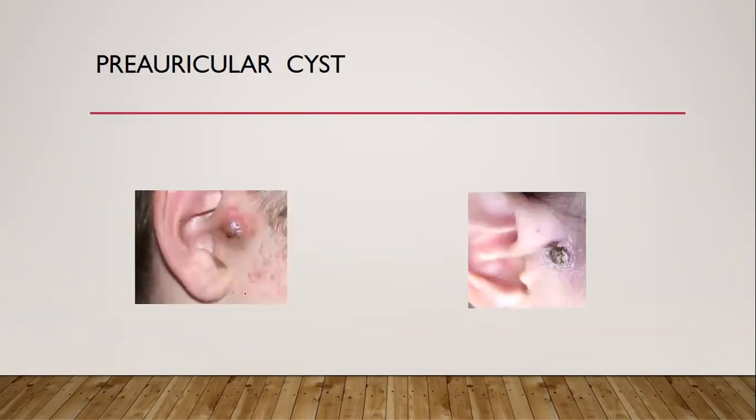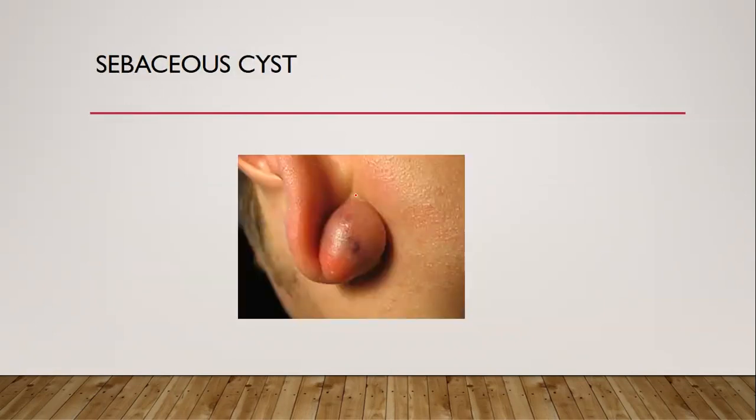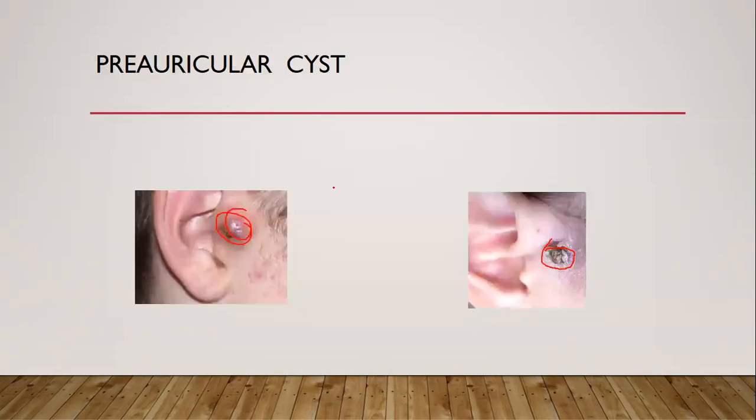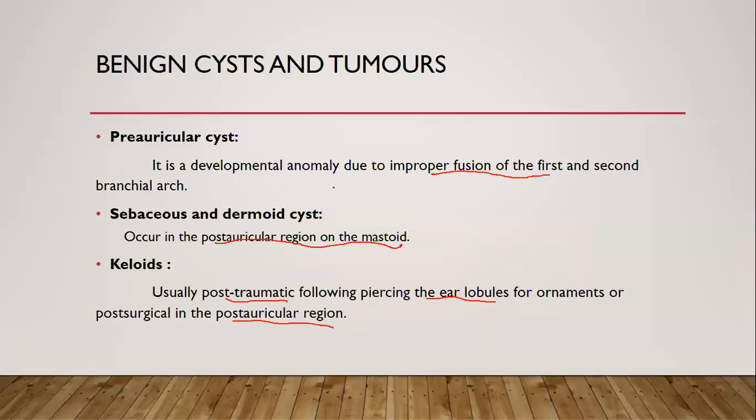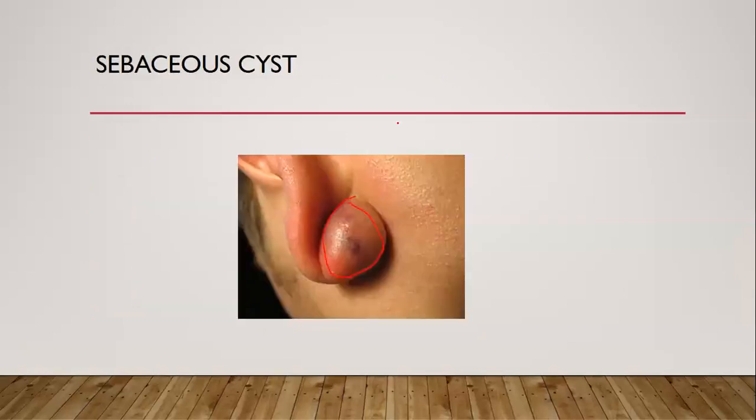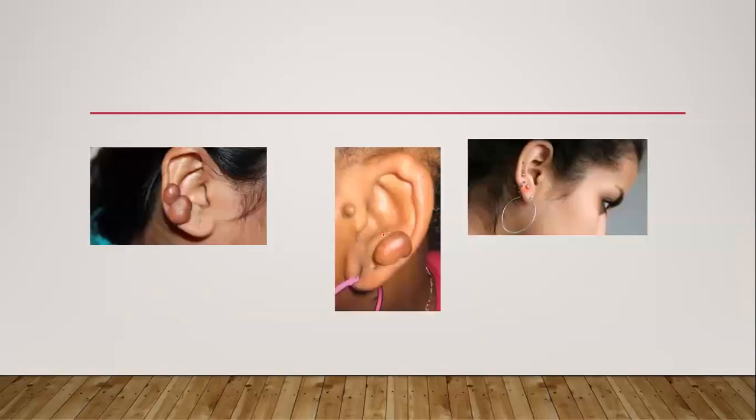So this is a picture of a preauricular cyst. Okay, so this is a preauricular cyst. In the later stage it will be filled with abscess. Then this is a sebaceous cyst. A sebaceous cyst can be seen in the post-auricular region, the back side of the lower portion of the ear, where a skin growth can be seen. That is a sebaceous cyst.